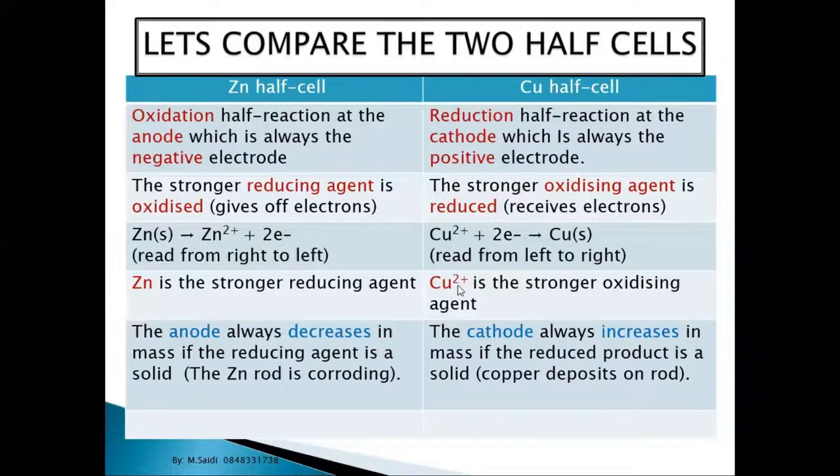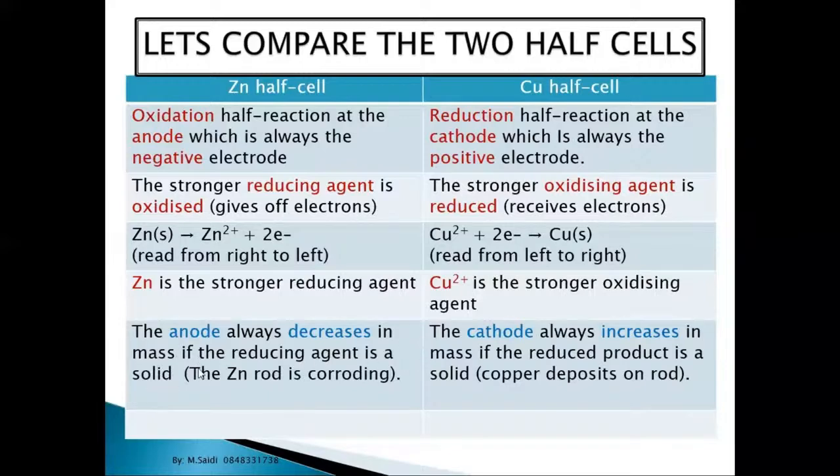How is this a strong oxidizing agent? Because it causes zinc to be oxidized. Then it becomes an agent for oxidizing, but itself it is reduced. And then zinc is a strong reducing agent, an agent for reducing, so it causes copper to be reduced, but itself it is oxidized. Then we are saying that the anode always decreases in mass if the reducing agent is solid.